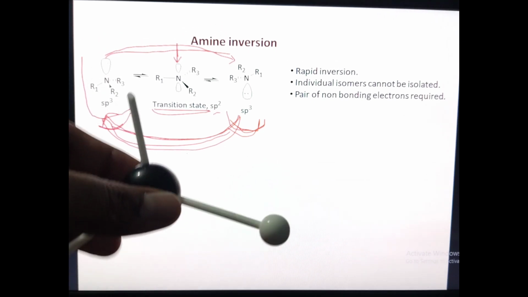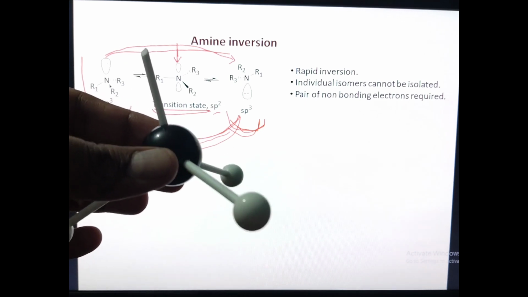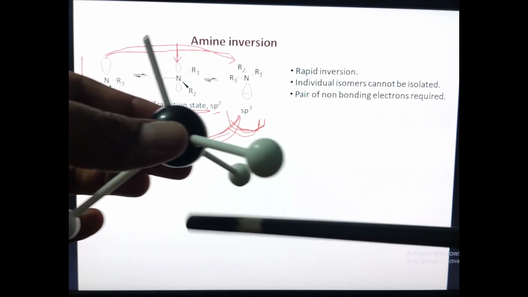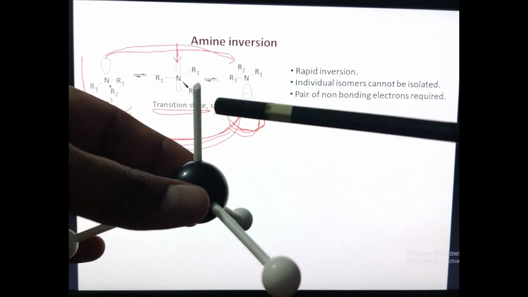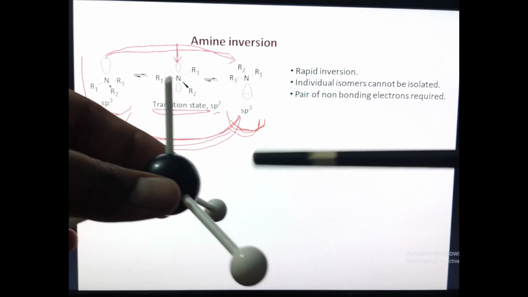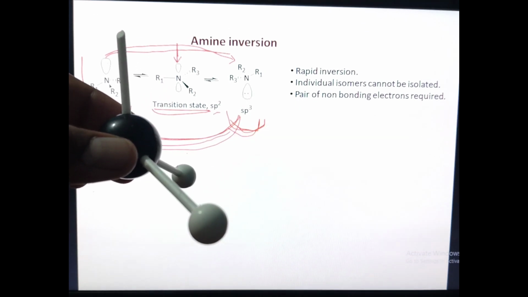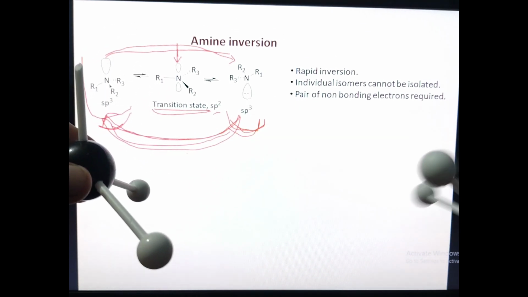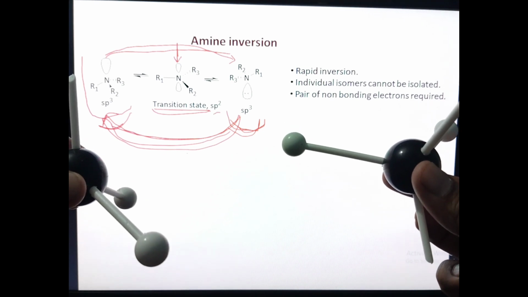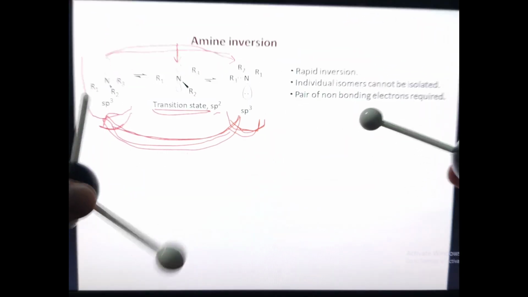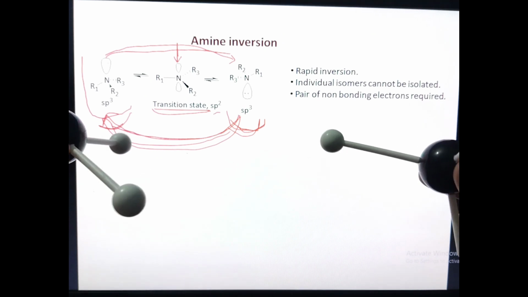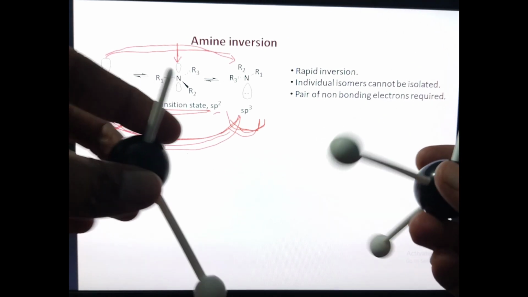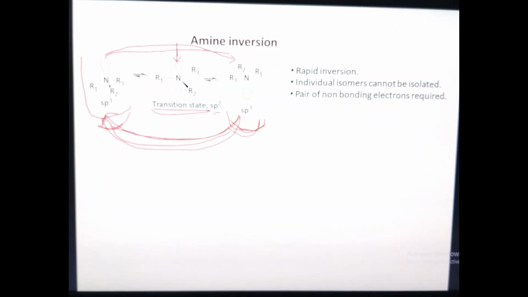Let's see. Consider this is nitrogen. It contains three groups, and consider this is an sp3 orbital containing a pair of electrons. It converts to this form, meaning an inversion takes place. This inverts to like this, again this inverts to like that. There is a rapid inversion from this state to this state through this transition state. Hence this is called amine inversion. Thank you.